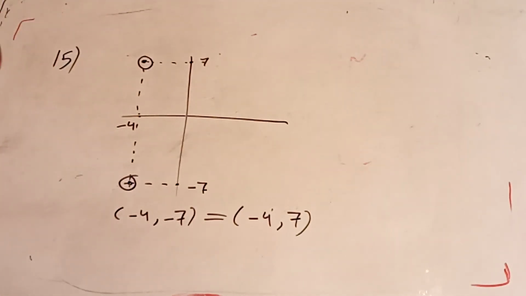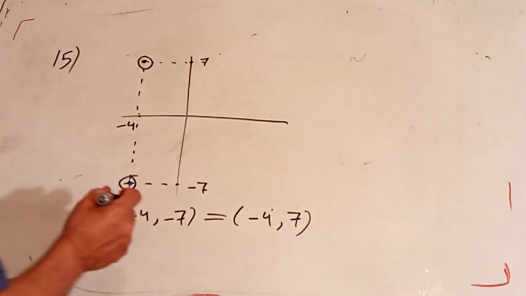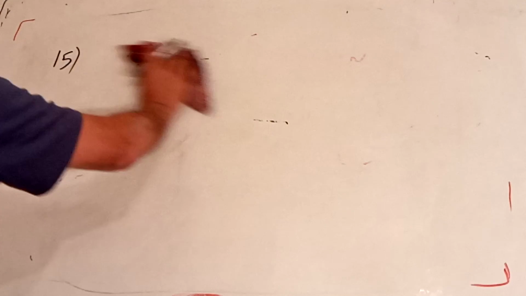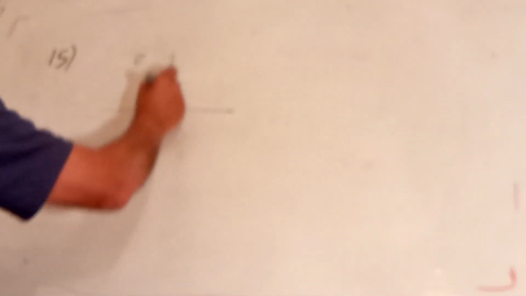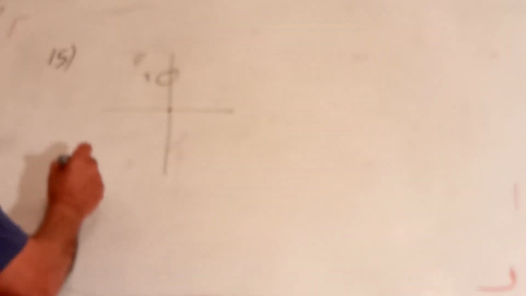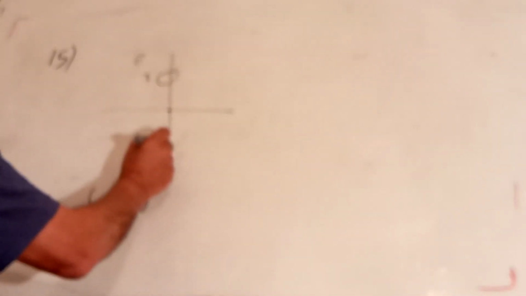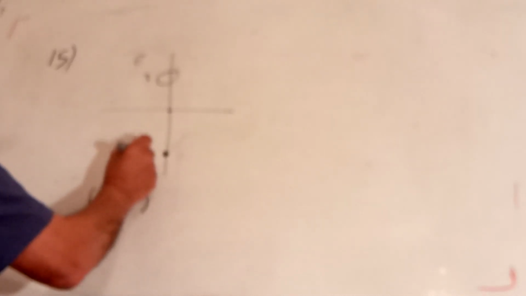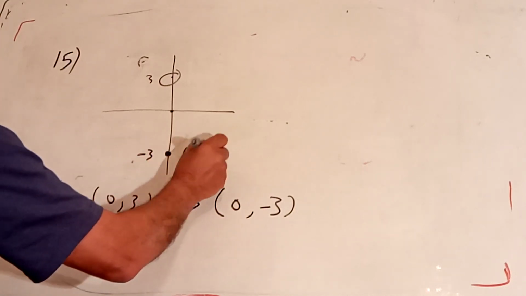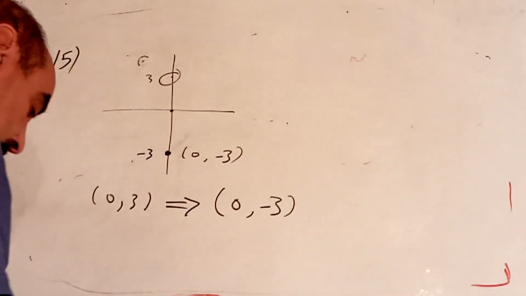Okay, number 16, 0 and 3. This is 0 and this is 3. So this is the point 0 and 3. As I told you, since it was reflected over the x-axis, x will not change, but y will change. So the point 0 and 3 will be reflected to here. This is minus 3, so it will be reflected to 0 and minus 3. So this point is 0 and minus 3. This is all about the reflection.